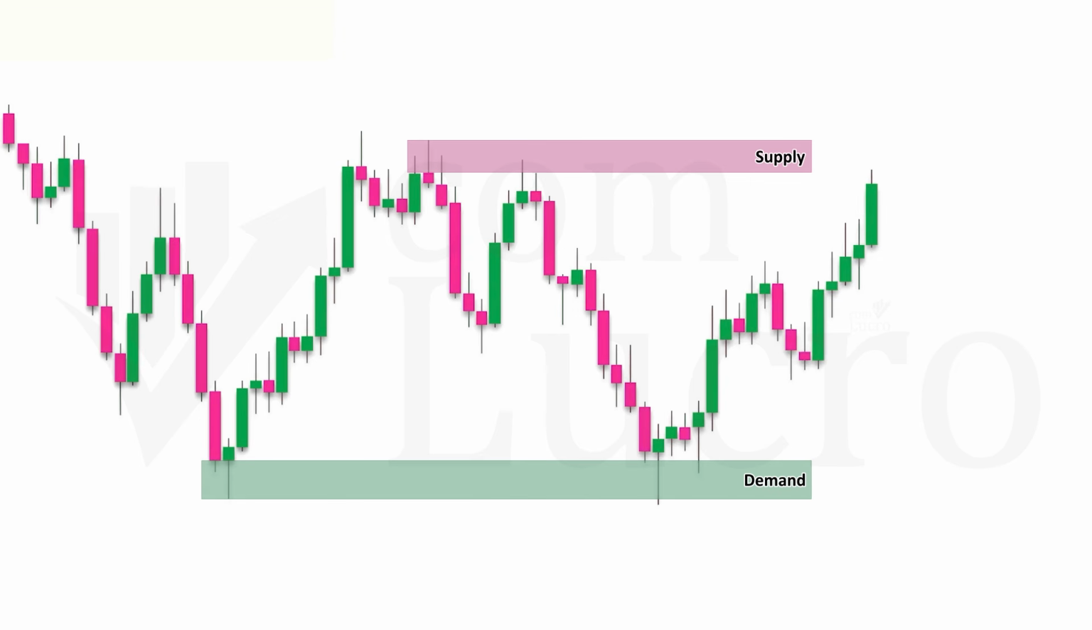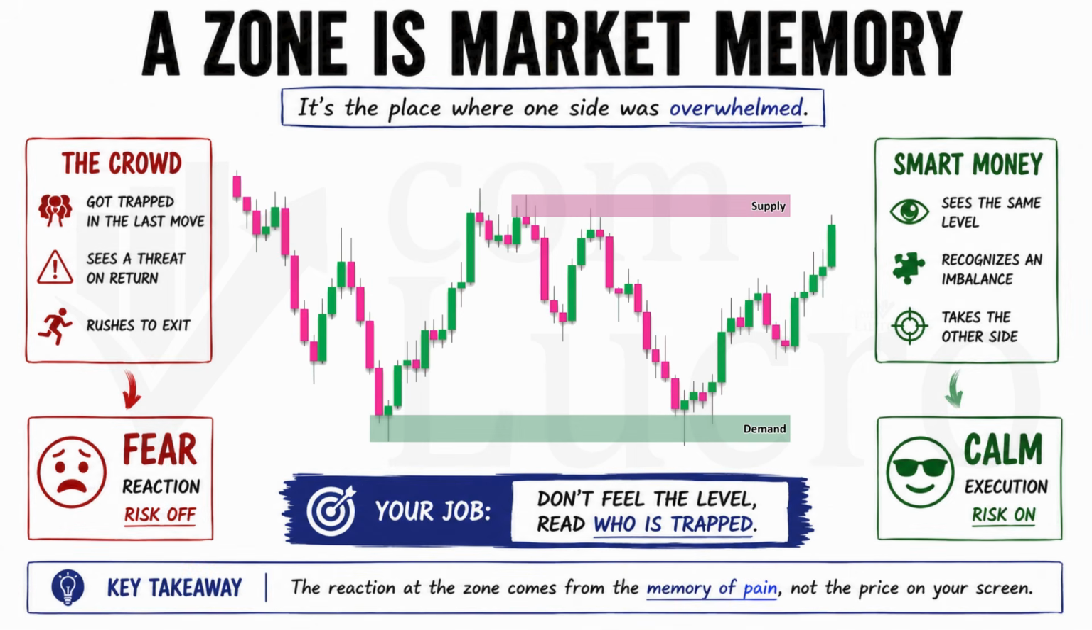Keep the difference clear. Support and resistance is a line where price reacted. Supply and demand is an area where a move was born. And that origin is the point. A demand zone marks where buyers were strong enough to change the balance. Structure tells you whether they are still in control today.